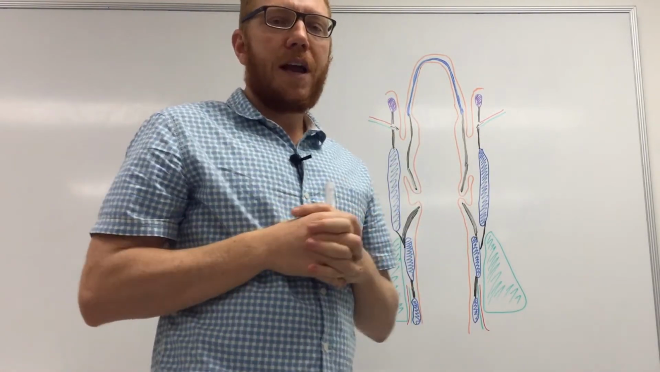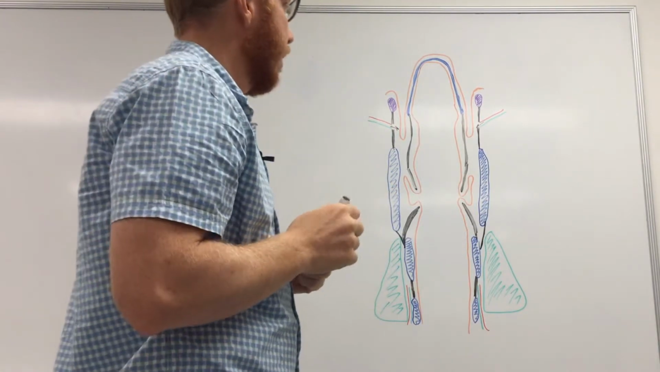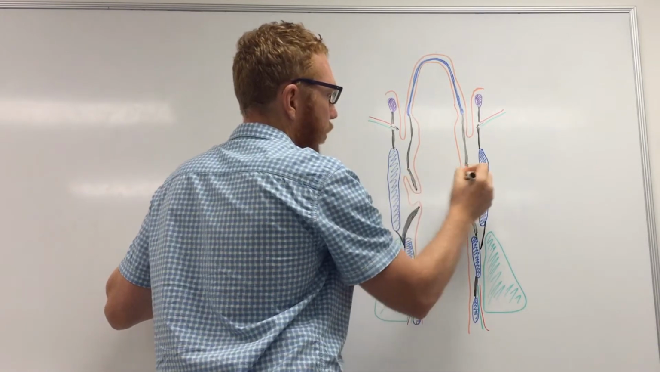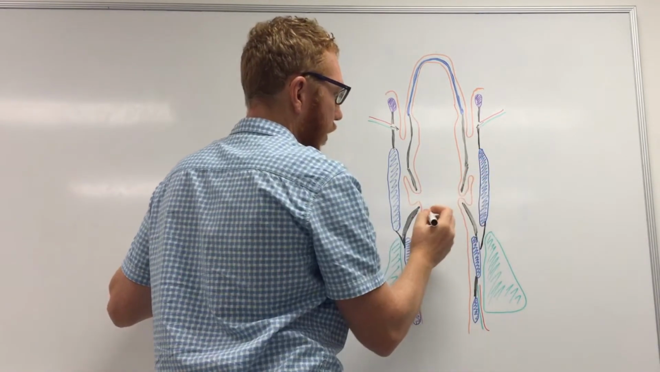We now move on to the laryngeal folds. The laryngeal folds have two folds to be wary of, and this is going to be the vestibular, which we went through, so the vestibular fold.